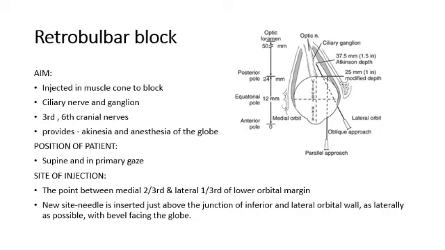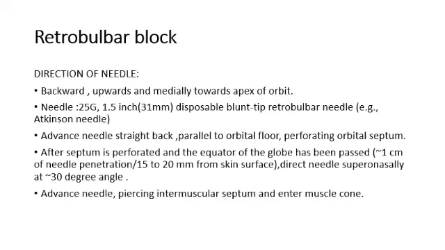A new site is being suggested for retrobulbar block. The needle should be inserted just above the junction of inferior and lateral orbital wall as laterally as possible with the bevel facing the globe. So the direction of the needle should be backwards, upwards and medially towards the apex of the orbit, and the needle should be 25 gauge, 1.5 inch, that is about 31 mm, disposable blunt tip retrobulbar needle, that is an Atkinson needle, and it advances straight back parallel to the orbital floor, perforating the orbital septum.